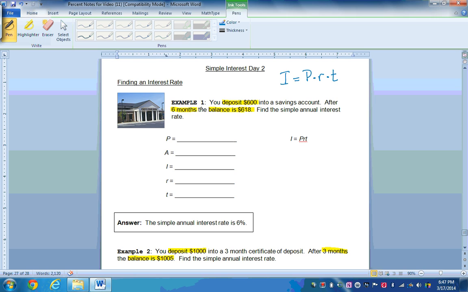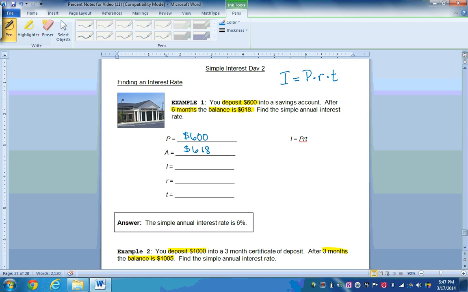So in example 1, you deposit $600 into a savings account. After 6 months, the balance is $618. Find the simple annual interest. Let's start identifying some of the different parts that are given to you in the problem. You deposit $600. That's the amount you're starting with, so that is your principal, $600. The balance, the A, is your account balance, and that is $618.